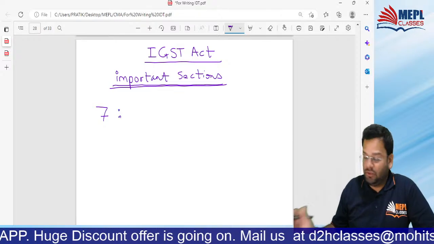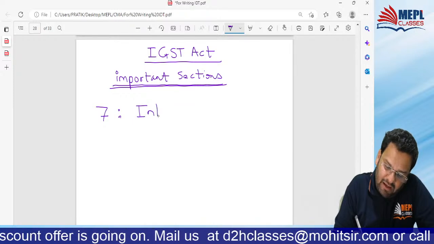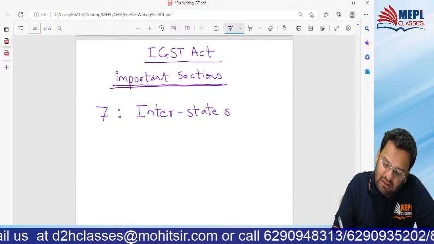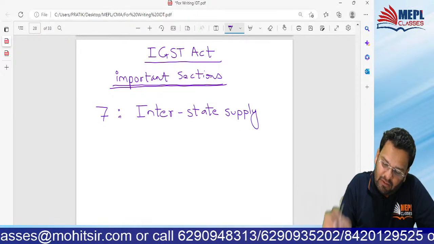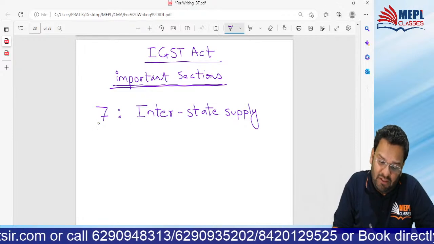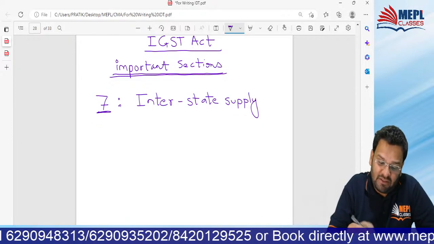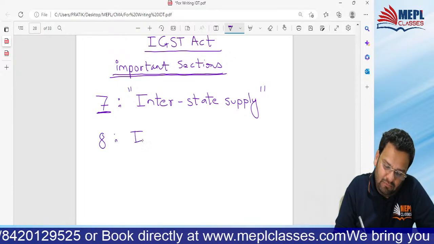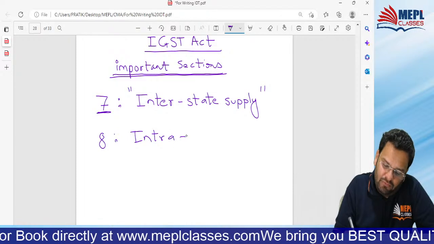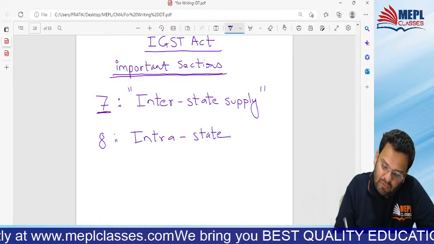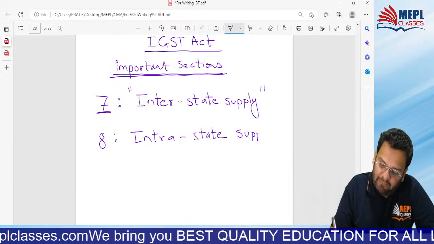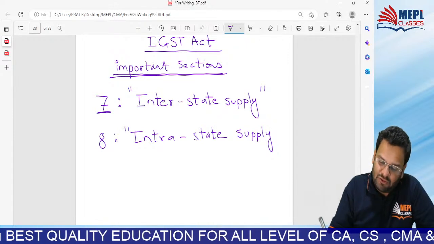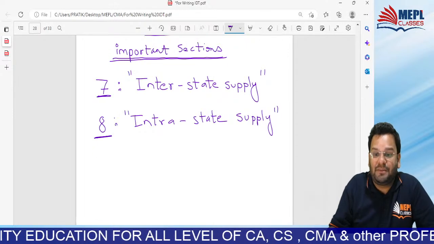Section 7 actually defines what is the meaning of interstate supply. Agreed? Meaning of interstate supply will be discussed in section 7 of IGST Act. Section 8 will discuss meaning of intrastate supply.